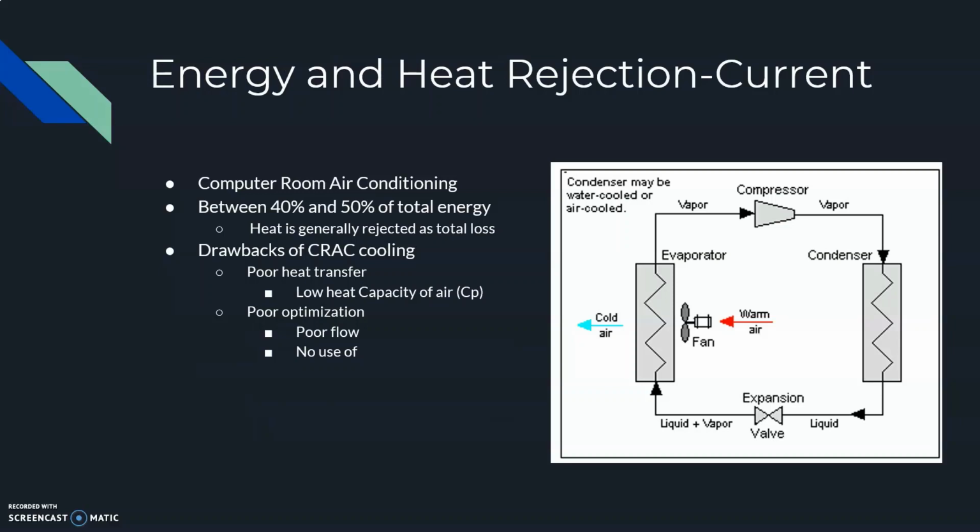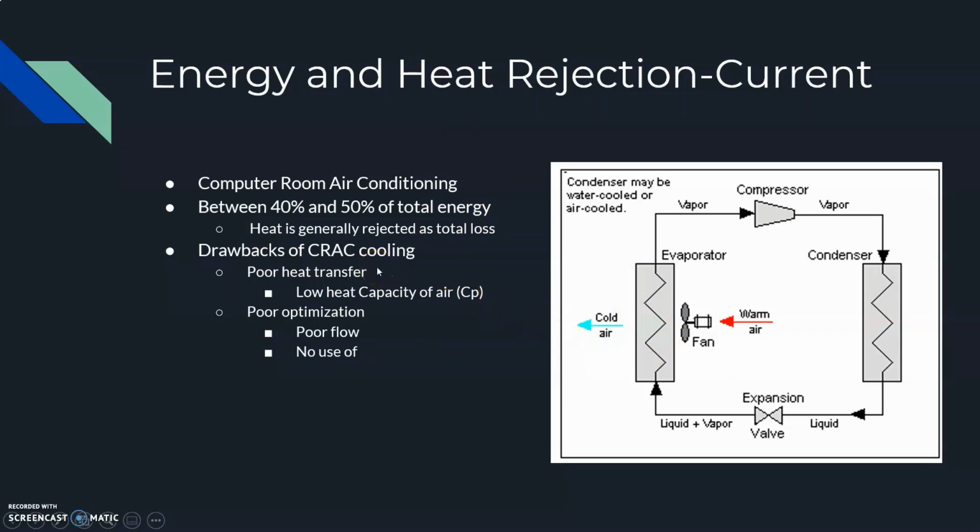Now, inside of current data centers, we use what's called computer room air conditioning, usually abbreviated as CRAC. This is the same as air conditioning used for people, except that it's used to cool computers. In modern data centers, between 40 and 50% of total energy used is just for cooling. And this heat is generally rejected as a total loss, which means that it's taken out to the environment and completely wasted. It never goes anywhere.